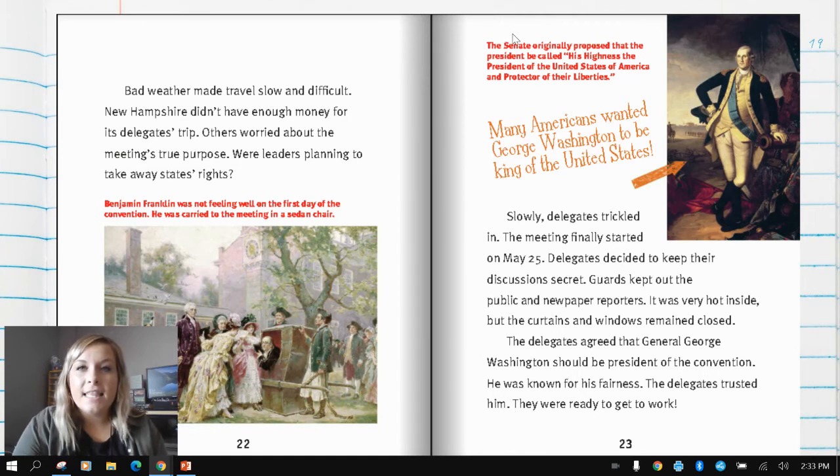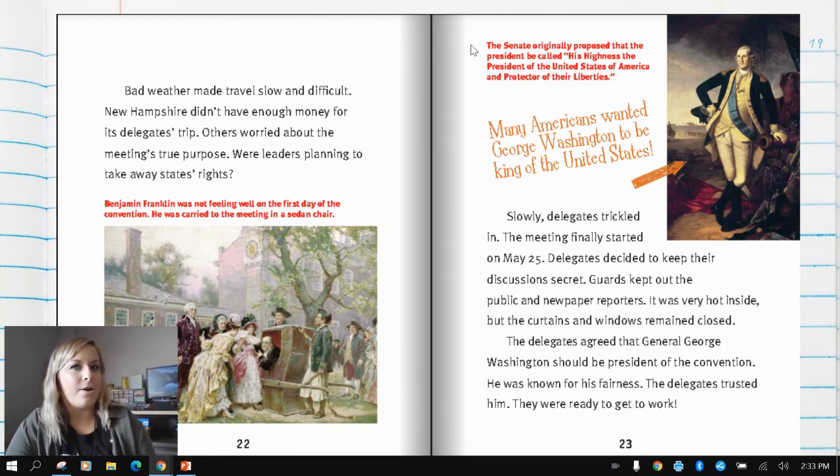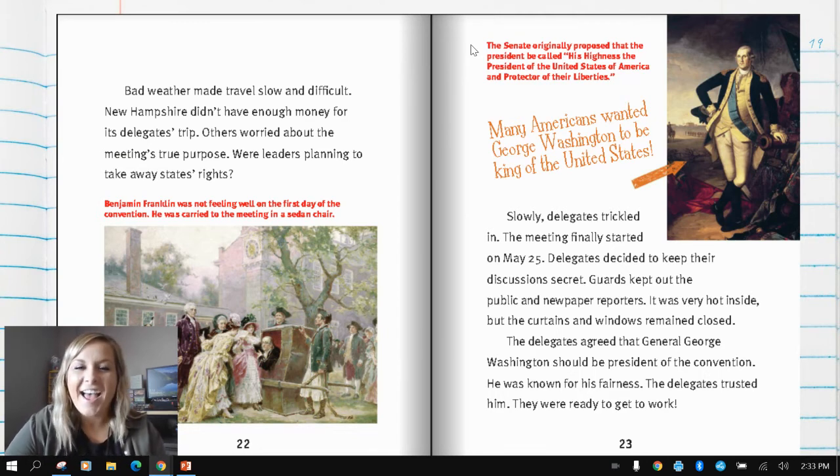Up here it says the Senate originally proposed that the president be called His Highness the President of the United States of America and Protector of their Liberties. It's a really long name for a president. Many Americans wanted George Washington to be King of the United States.